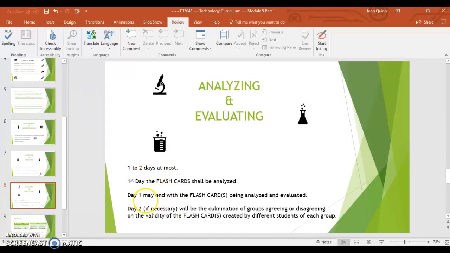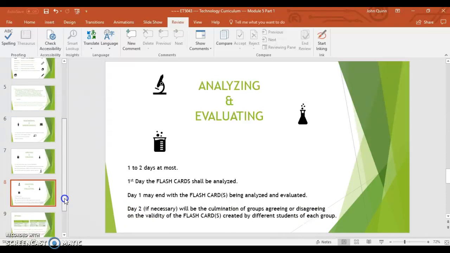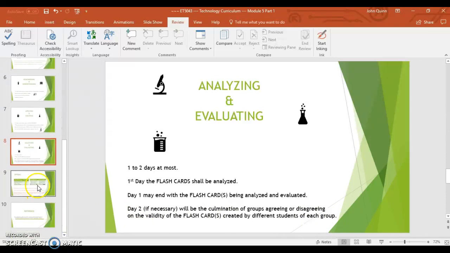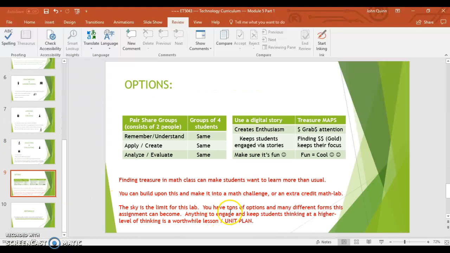But anyways, I said they may end with the flashcards being analyzed and evaluated, but if necessary, day 2 will be the culmination of the groups agreeing or disagreeing on the validity of the flashcards created by different students of each group. Basically, if there's differences of opinion, that's when you get the teacher in to solve who's right and who's wrong. And then I listed different ways you could do this because I thought it was a really fun assignment with the storytelling, like the digital storytelling maps and stuff. I thought that was pretty cool.